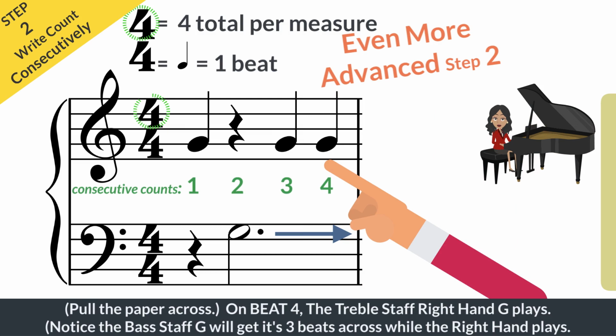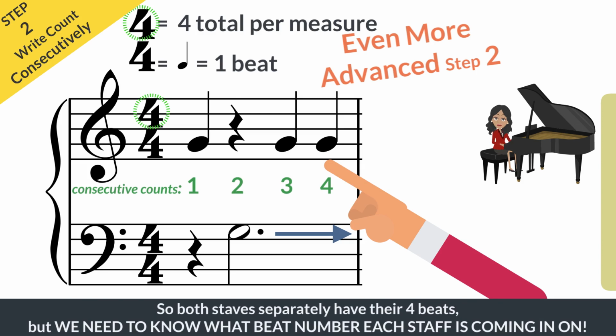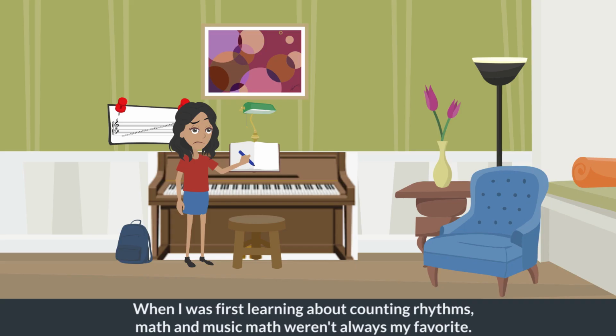Pull the paper across. On beat 4, the treble staff right hand G plays. Notice the bass staff G will get its 3 beats across while the right hand plays. Both staffs separately have their 4 beats, but we need to know what beat number each staff is coming in on.